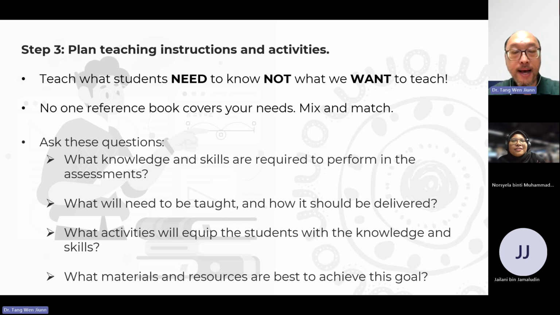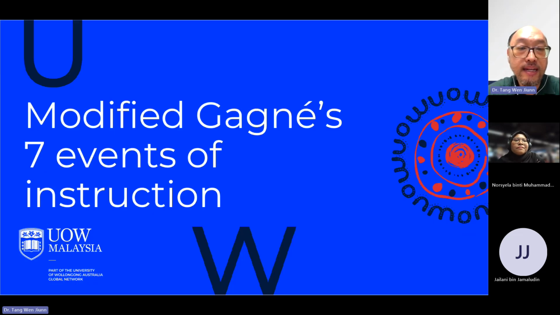So the first part, we plan. We already plan everything on paper. Very nice. Now it's time to deliver. So how do we deliver these things effectively? We use Gagne's events of instruction. I'm not sure whether you have heard of this before or not. Have you heard of these terms before? No, I'm not familiar.